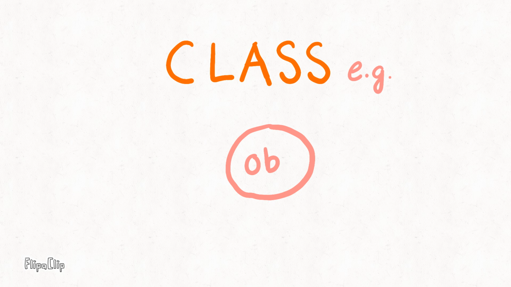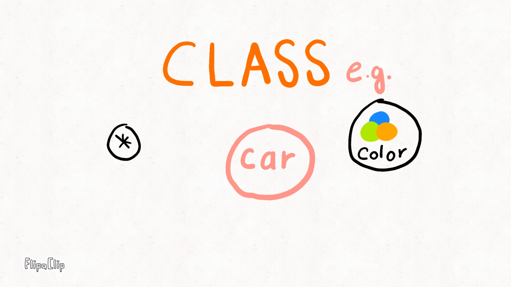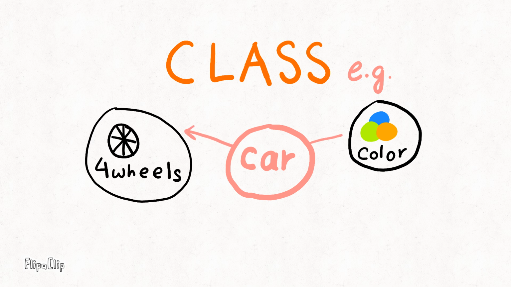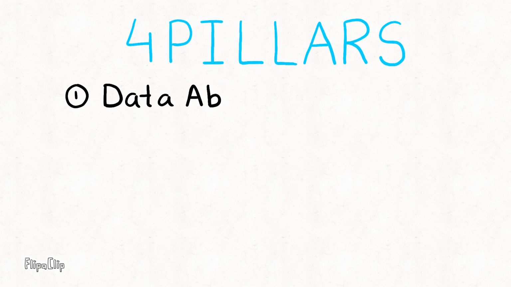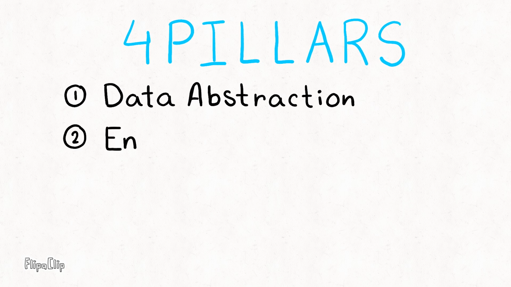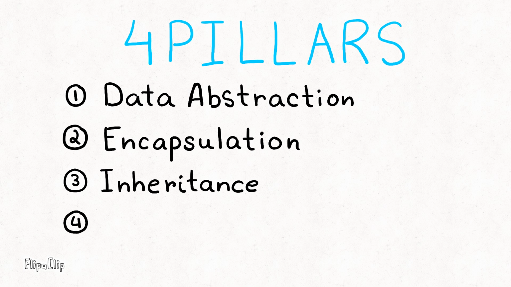Let's take an example. Suppose we have an object car. The class of this object will define what characteristics the car will have. For example, 4 wheels and the color of the car. So all cars from this object will have the blueprint properties of 4 wheels and the color that has been defined. There are 4 main pillars of object-oriented programming: data abstraction, encapsulation, inheritance, and polymorphism.